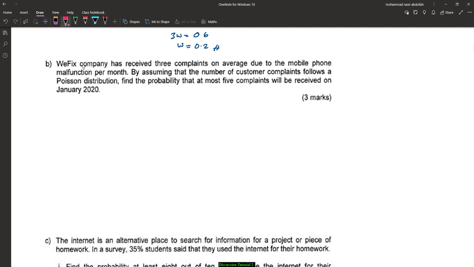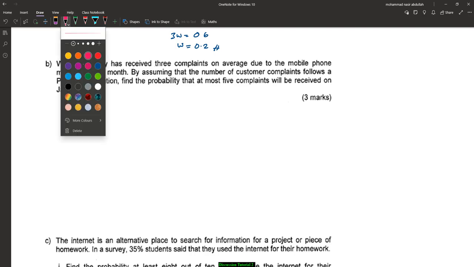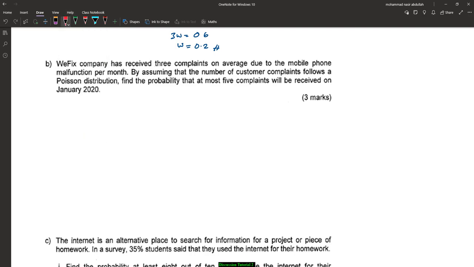So B. Wefix company has received 3 complaints on average due to mobile phone malfunction per month. So this is per month, right? So it means that on average they have 3 complaints per month, right? Assume the number of customer complaints follows a Poisson distribution.